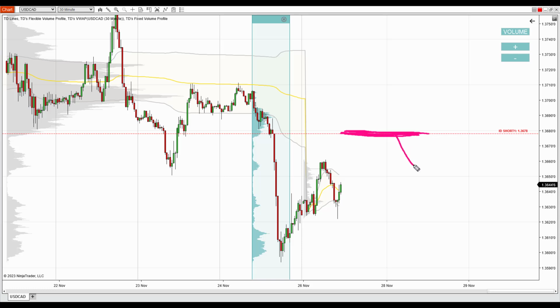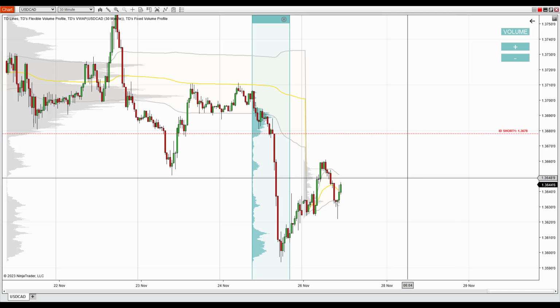Chances are that there'll be a reaction. But the order flow will allow you to better time your trade entry, and also it will help you with trade exit and to get most of the trade. Alright, so that's for the US dollar Canadian dollar.